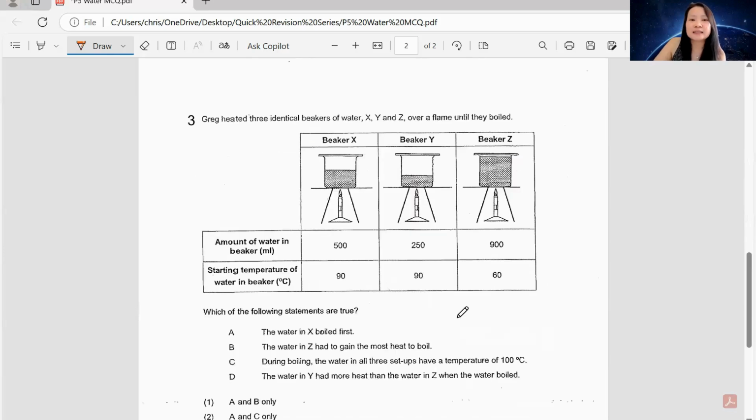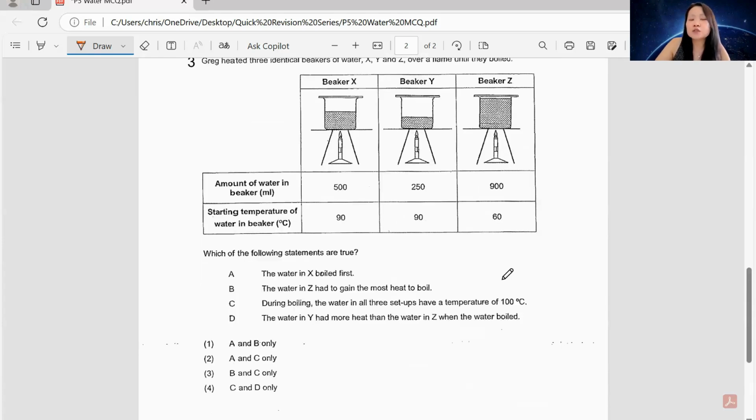Greg heated 3 identical beakers of water X, Y, Z over a flame until they boil. So you're given 3 beakers. The amount of water in each beaker is different: for X it is 500, for Y it is 250, and for beaker Z it is 900. The starting temperature of water is also different, either 90 degrees Celsius or 60 degrees Celsius. The question asks you, which of the following statements are true? I circle the word true and put a tick so that I tell myself that I need to choose the true statement. Okay, A, the water in X boiled first.